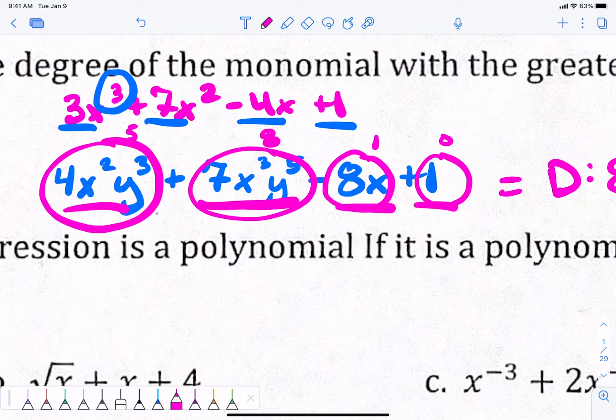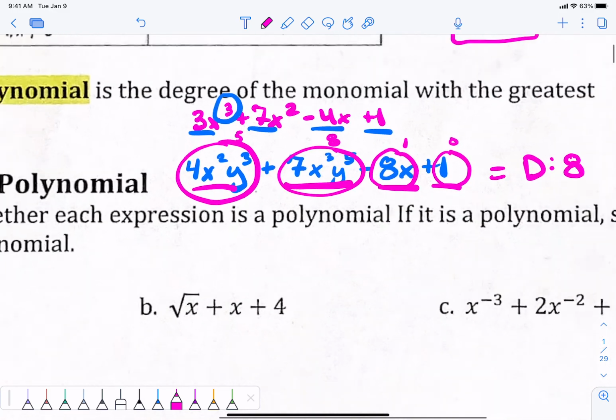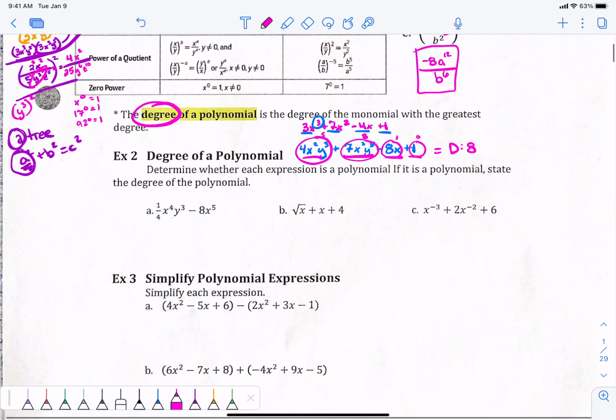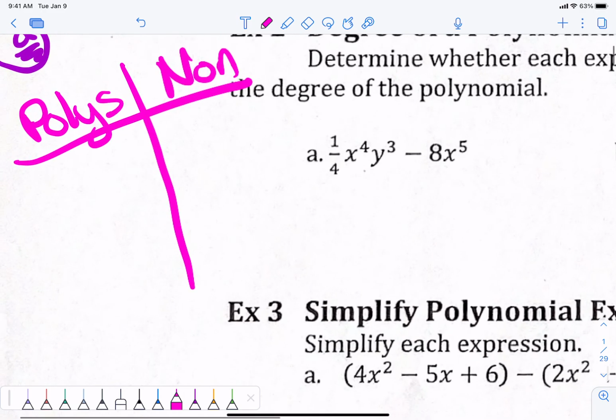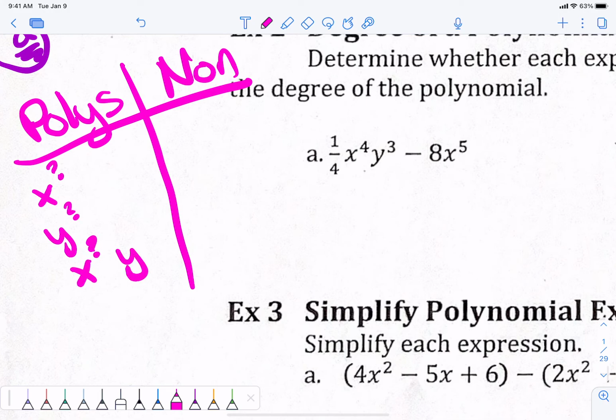How do you know whether it's a polynomial? It has to be x to some power. So we'll talk about what polynomials are and what non-polynomials are. Polynomials are x to any power, or y's to any power, or any combinations of xy to any power.